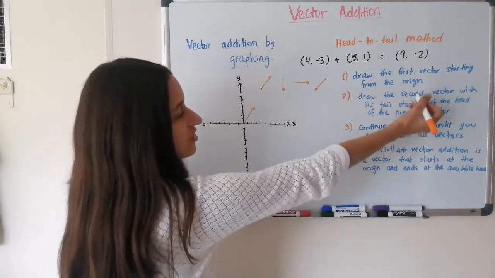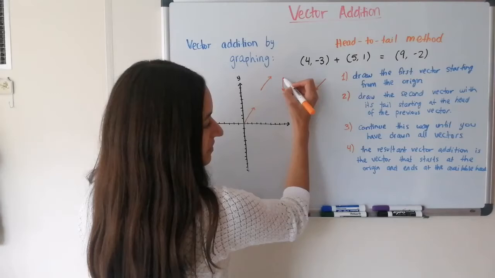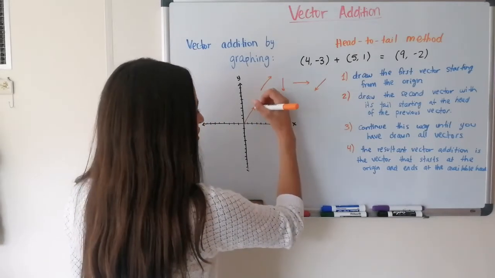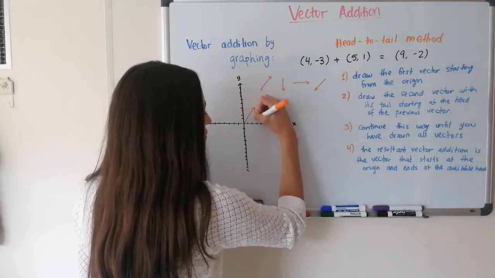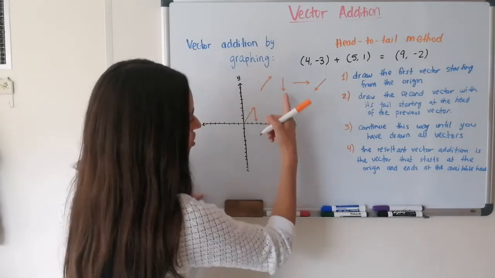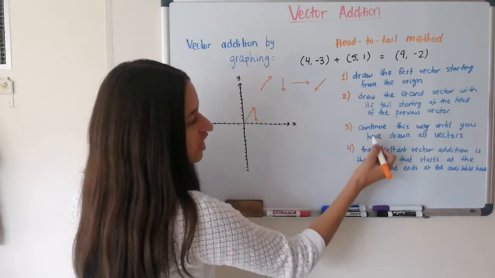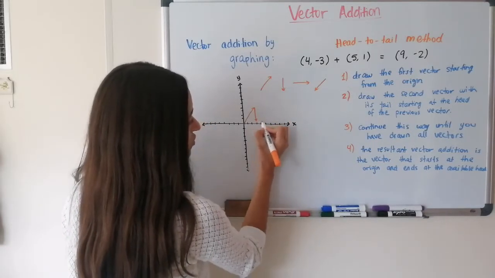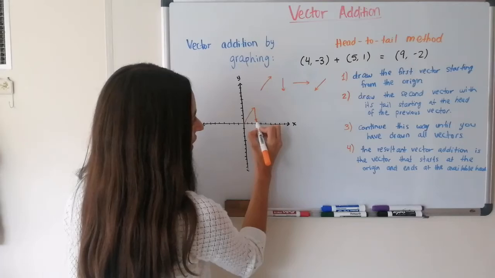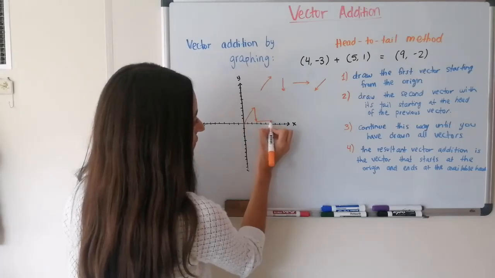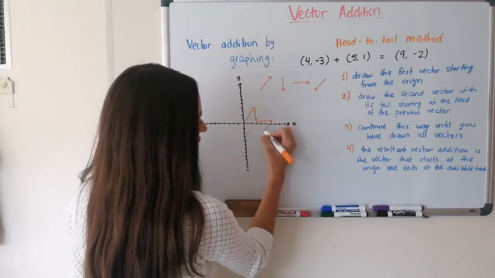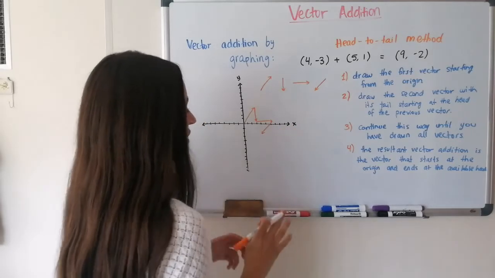Then we draw the second vector with its tail, that means this part, starting at the end of the previous vector. So it starts here and it goes down. I think it's shorter. Then we do the same for the next vector. So we start the tail where the head of the previous one ended. And it looks something like this. And then the last one starts here and goes down in diagonal, something like this, right?